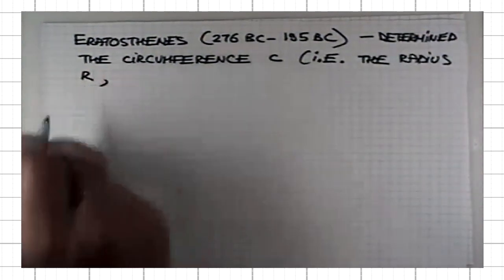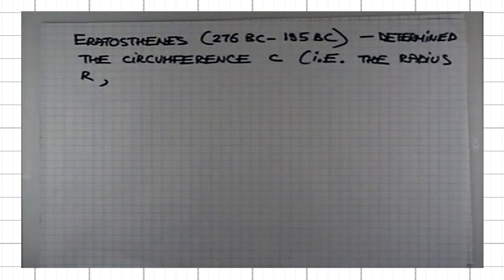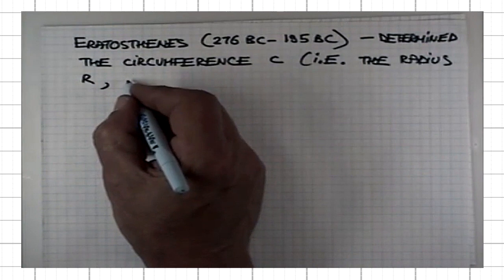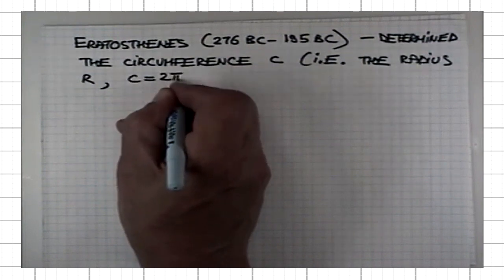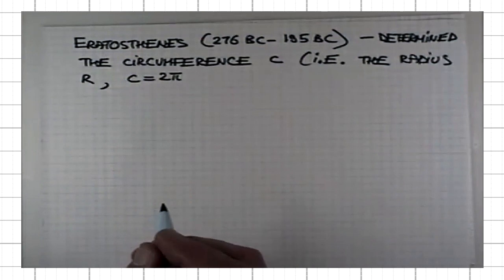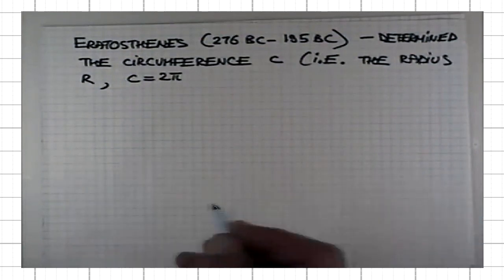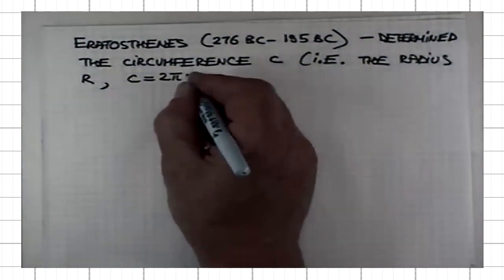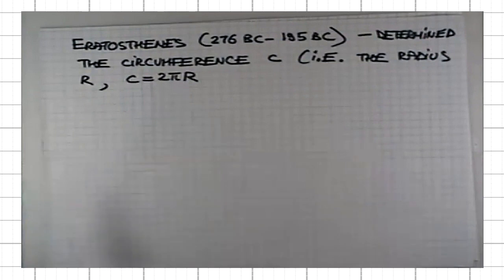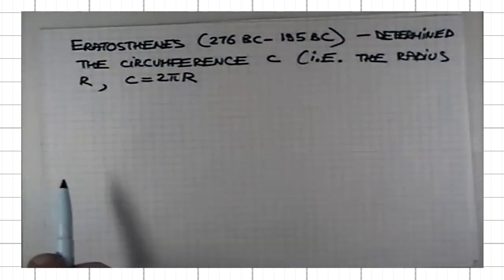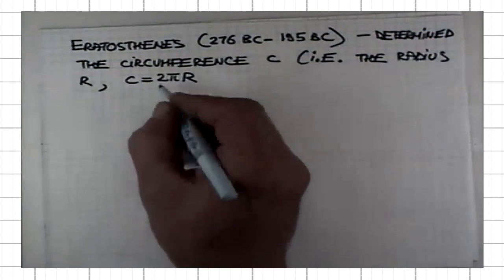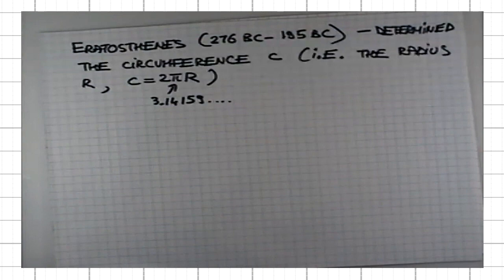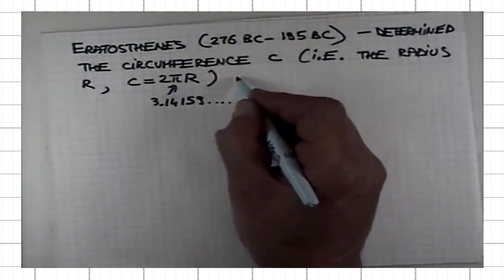R, because the two are related by the well-known relation. The circumference of the circle is given in terms of its radius as 2 pi, where pi is that transcendental number, 3.1415, and so on. The decimal places continue forever, times the radius. So if you know the radius, you know the circumference. If you know the circumference, you know the radius. The connection is this number 2 pi. And he did that by using geometry and observations.